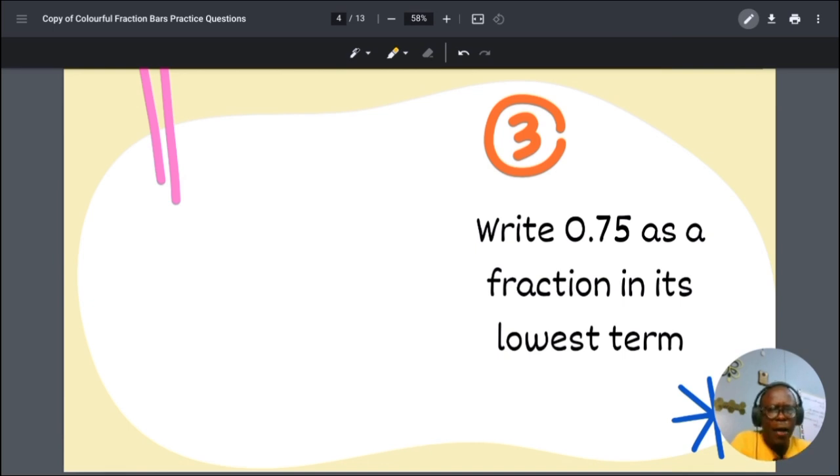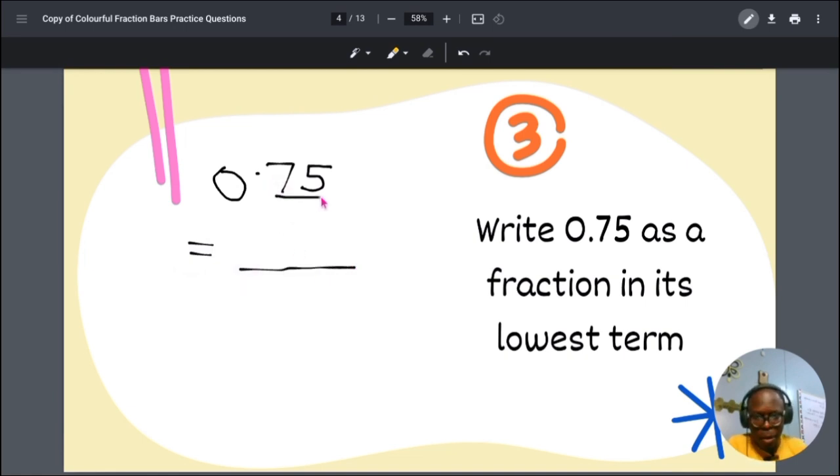Number 3: write 0.75 as a fraction in its lowest terms. Of course, you know that fractions are numbers that have numerators and denominators. In this case, the number here becomes your numerator, but you need to be careful. If there is a valid digit here, not a 0, maybe 1, 2, 3, 4 up to 9, you have to include it alongside this. Since we only have this 75, you put it on top.